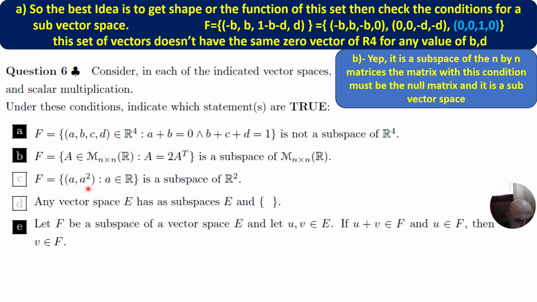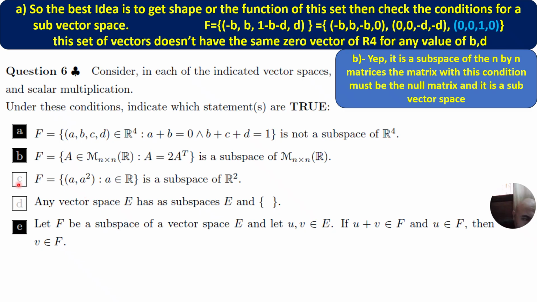Next: A and A square, such that A belongs to R, is a subspace of R square. No, that's a question that needs a good understanding. First of all, if you look quickly, you will find that A belongs to R. If A is 0, you will have 0 and 0, which is the zero condition, and it belongs to R square. If you have A and A square and you add B and B square, the result will be A plus B and A square plus B square. So it looks like addition closure already exists. If you multiply by a certain number, the first and second components behave the same way, so scalar multiplication also looks correct.